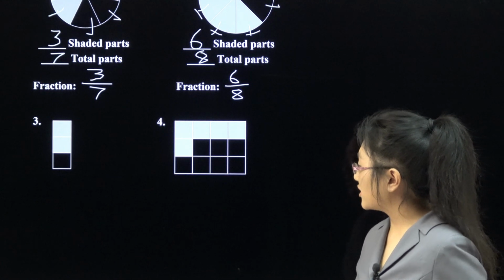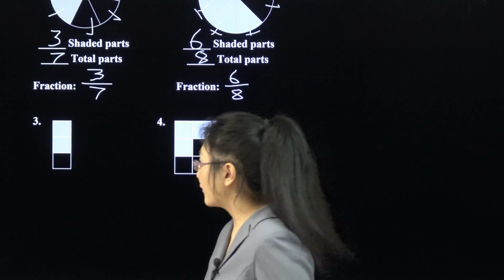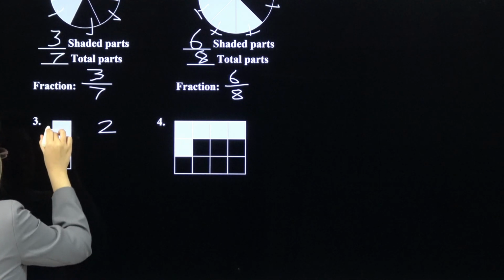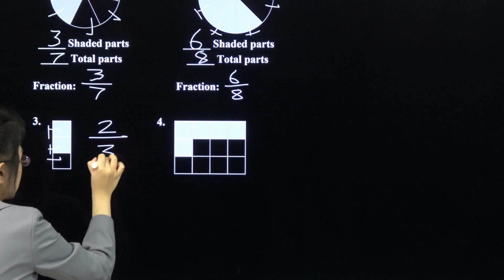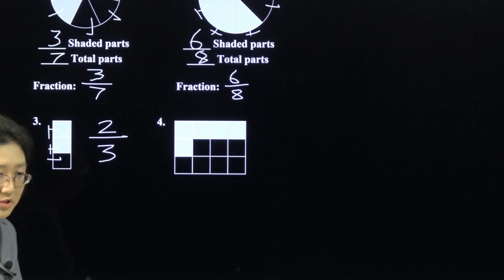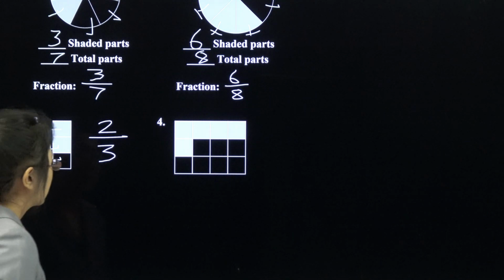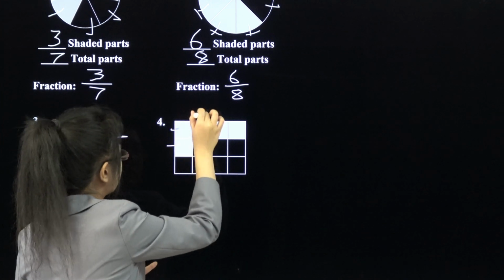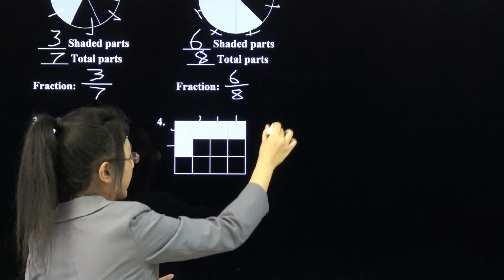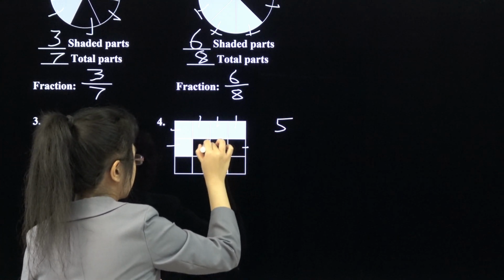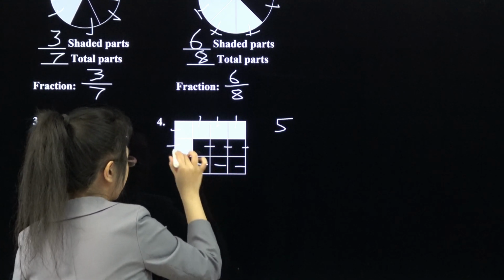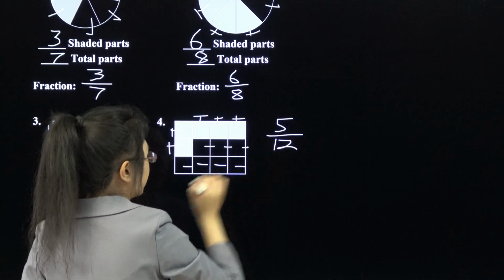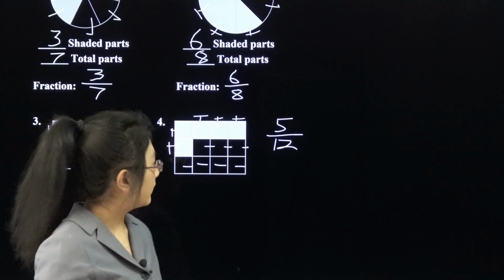Now here's the last two fractions. How many shaded parts do we have? So we have 1, 2 shaded parts, and 1, 2, 3 total parts. So we just get 2 over 3, shaded parts over total parts. And here we have 1, 2, 3, 4, 5 shaded parts, and 1, 2, 3, 4, 5, 6, 7, 8, 9, 10, 11, 12 total parts. So that'd be 5 over 12.